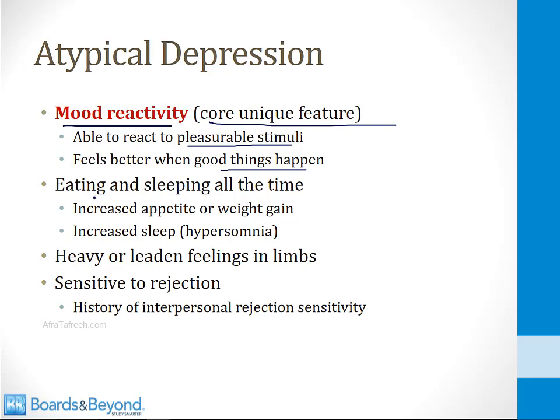These patients tend to eat and sleep a lot, so they have an increased appetite and they often gain weight. They also tend to be sleeping all the time. That's hypersomnia. A common complaint is heavy or leaden feelings of the limbs, and these patients tend to be very sensitive to rejection. They often have a history of interpersonal rejection sensitivity. So, for example, if a friend said they were upset with something they did, they take this particularly hard. That sensitivity to rejection is seen in atypical depression.